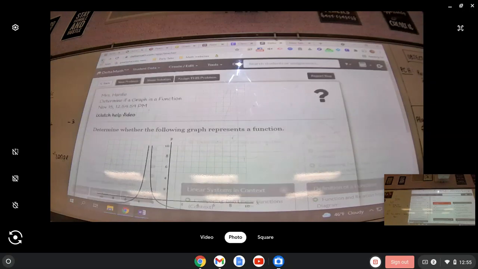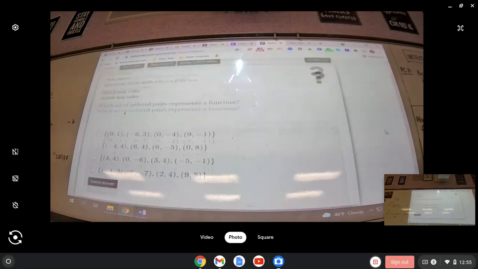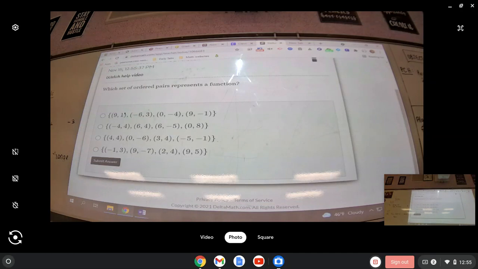What about this? It says, which set of ordered pairs represents a function? Can somebody tell me how you want to tackle this? How can you look at ordered pairs and know which ones represent a function, Cole? What's the first number? The first number. Which coordinate? X. Do you want X to repeat? No, as long as X does not repeat, that ordered pair is a function.